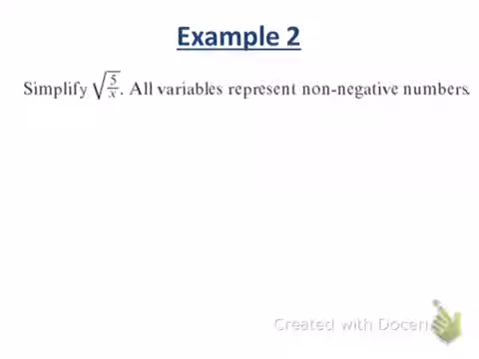Okay, let's have a look at another one. Simplify square root of 5 over x, and again here it's telling us to assume that all variables represent non-negative numbers. All right, why is that important? When you take the square root of it, it can't be negative. That's one reason that this is important. What's another reason it's important? What kind of number is the square root of 5 over x if x is negative? Imaginary. All right.